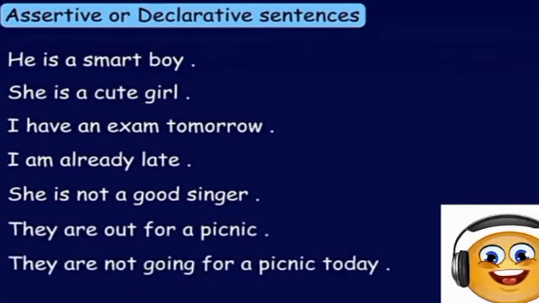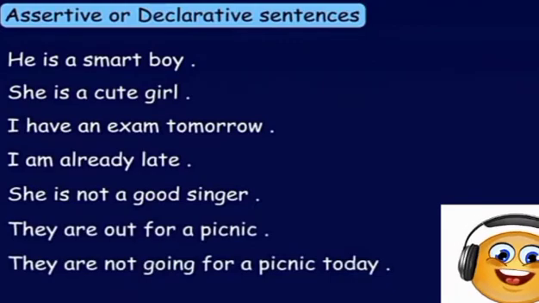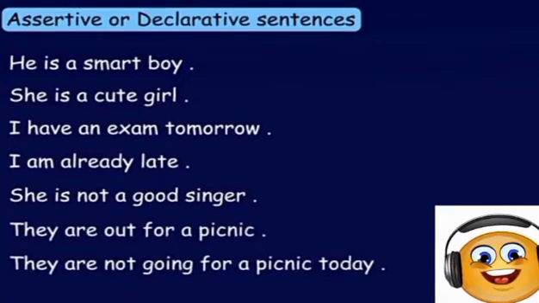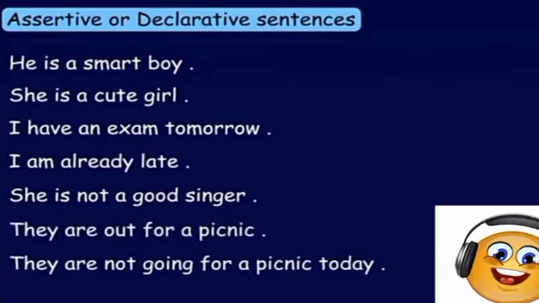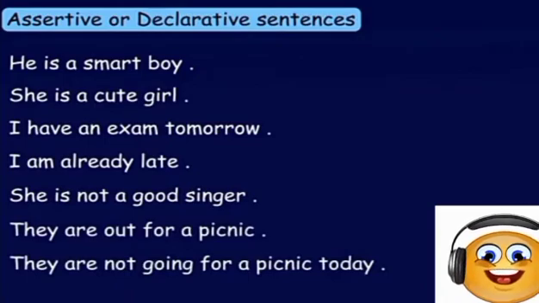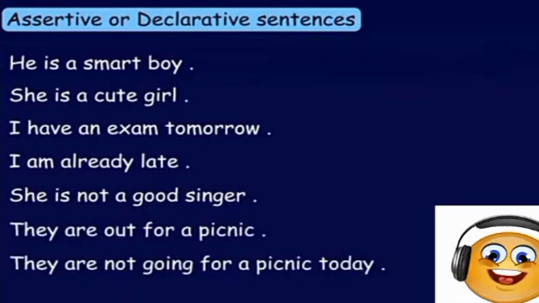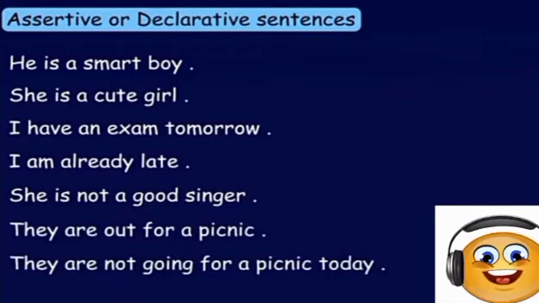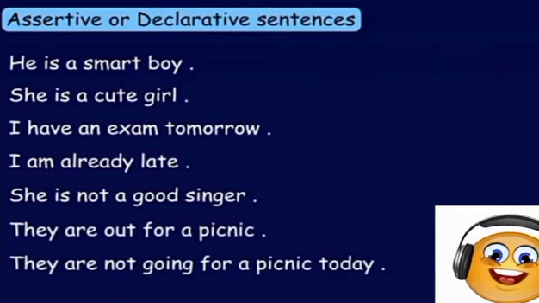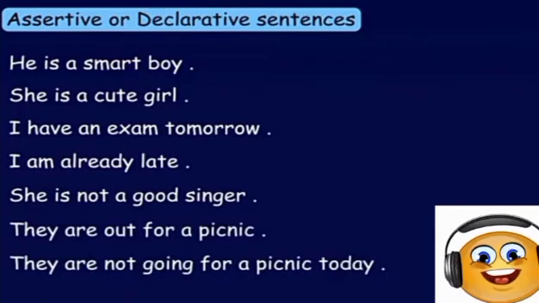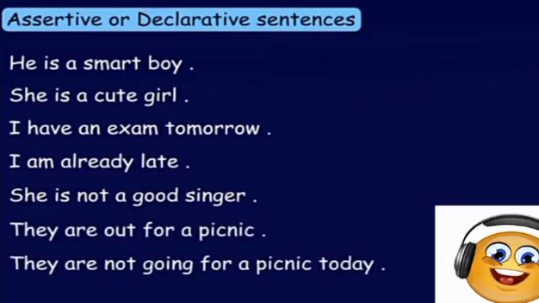Okay children, now let's see some examples for assertive or declarative sentences. He is a smart boy. She is a cute girl. I have an exam tomorrow. I am already late. She is not a good singer. They are out for a picnic. They are not going for a picnic today. Here, a declarative sentence starts with a capital letter and ends with a full stop.